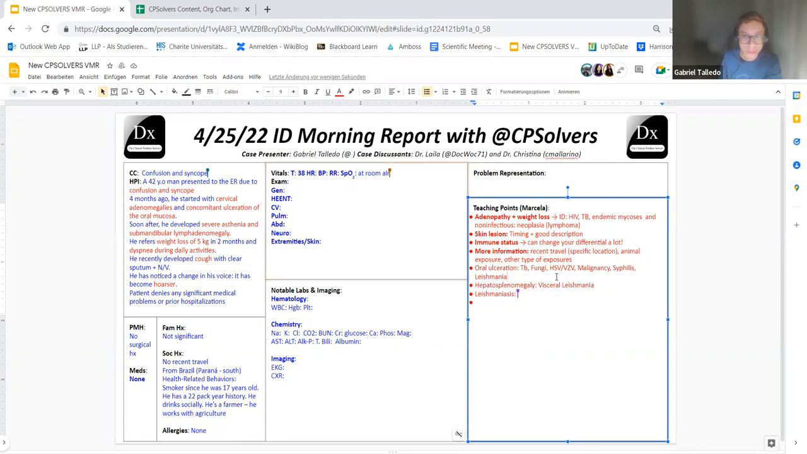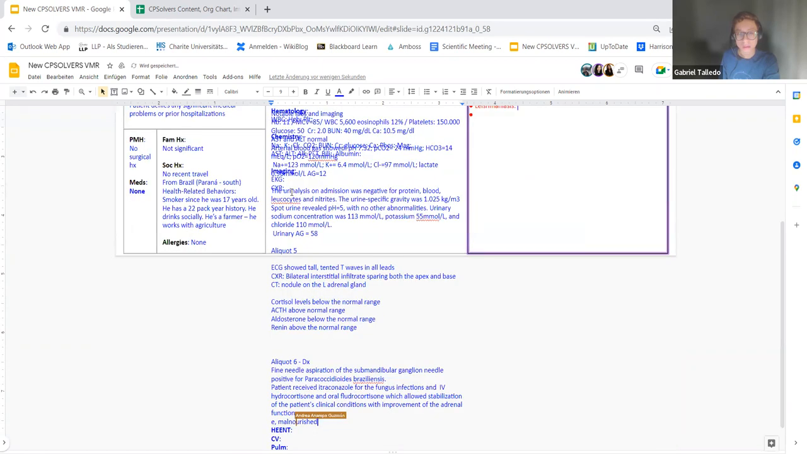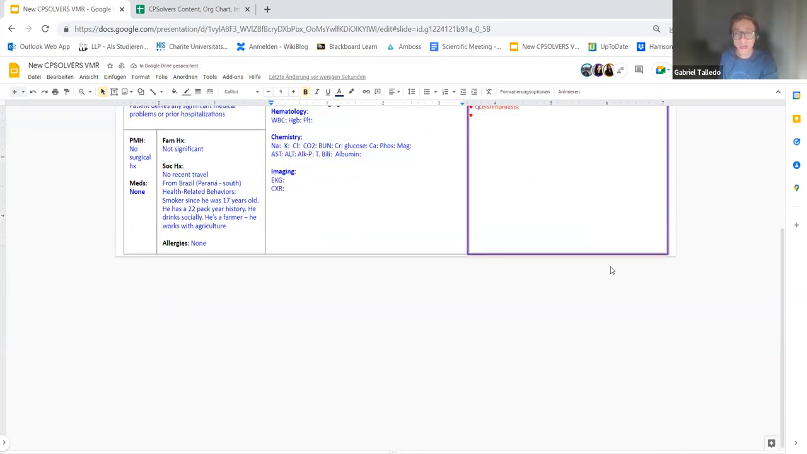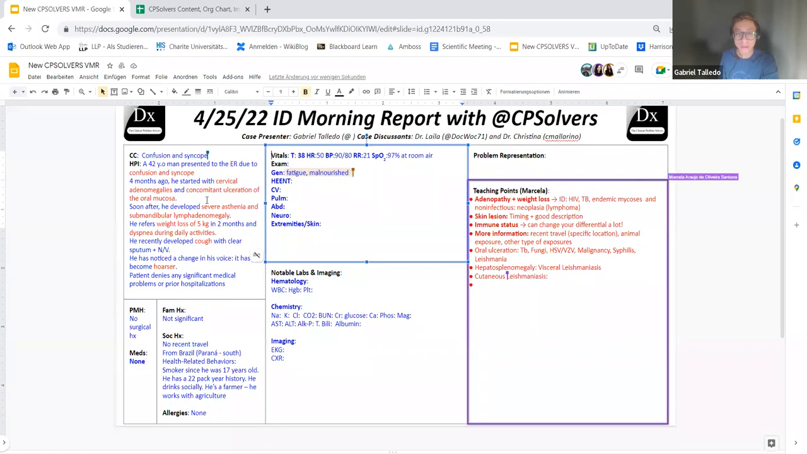Thank you. So for the physical exam, we have a temperature of 38 Celsius, a heart rate of 50 per minute, blood pressure of 90 over 80, respiratory rate of 21 per minute, and saturation of oxygen of 97% on room air. So generally, he's fatigued, malnourished, with decreased state of awareness. And he has a pale, dehydrated, and hyperpigmented mucosa, conjunctival pallor, anterior cervical, submandibular, and submental lymphadenopathy, and an ulcerative lesion affecting the labial and gingival mucosa.